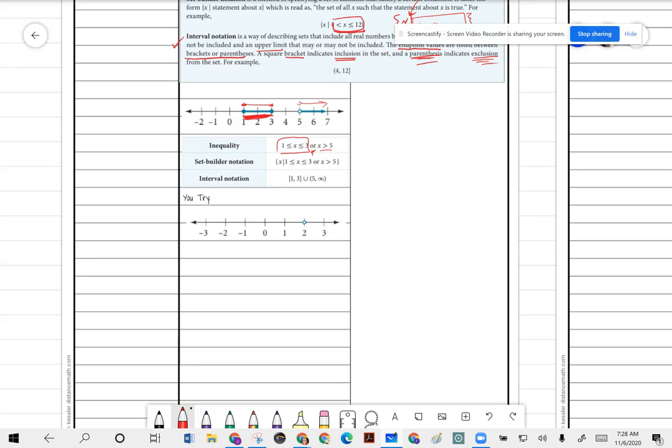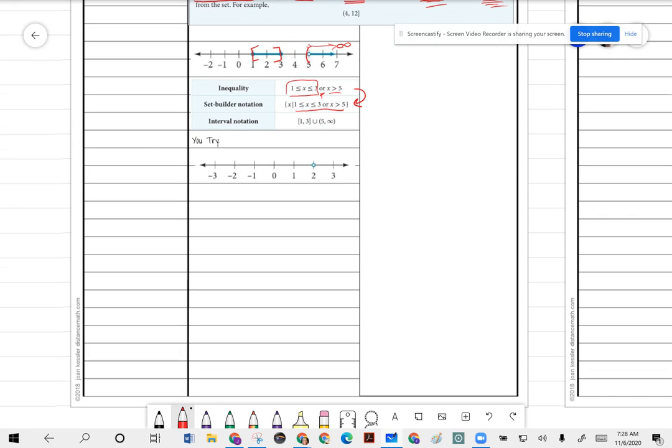So if you are able to identify the inequality, look at how similar the set builder notation is, because all you have is the inequality statement, and then you have the addition of the X such that statement. And then of course we have our interval notation, where if it's a closed circle, it is included. So this would be a bracket, this would be a bracket, this would be a parenthesis, and remember, infinity is always a parenthesis. So I want you to try this one.